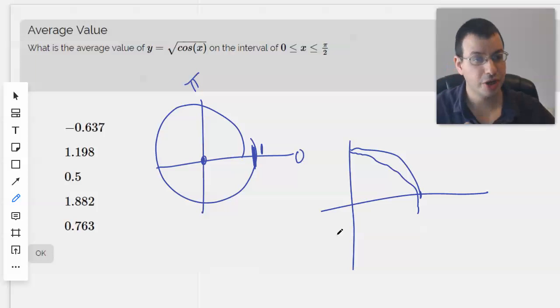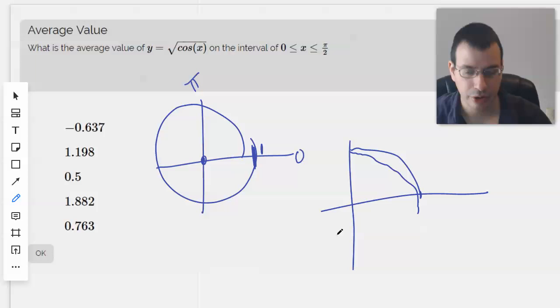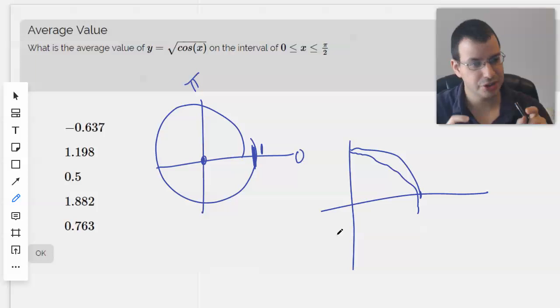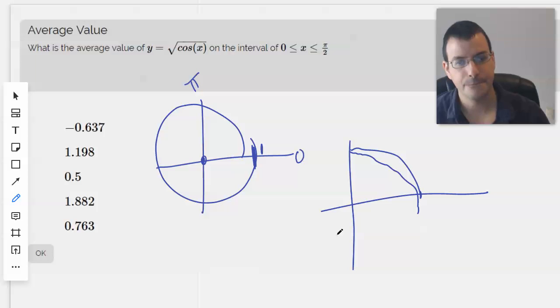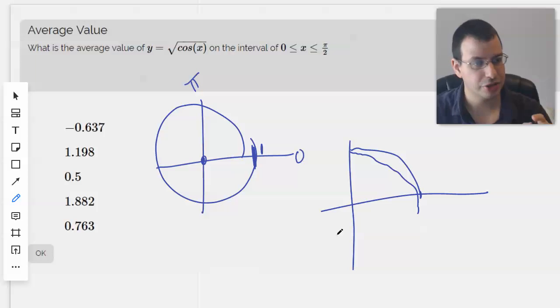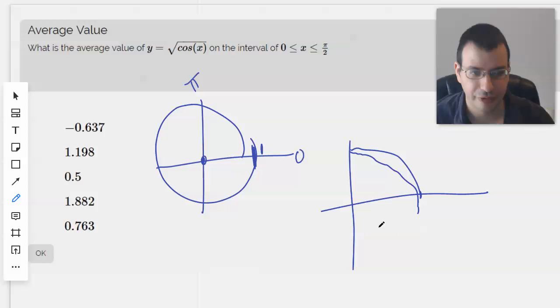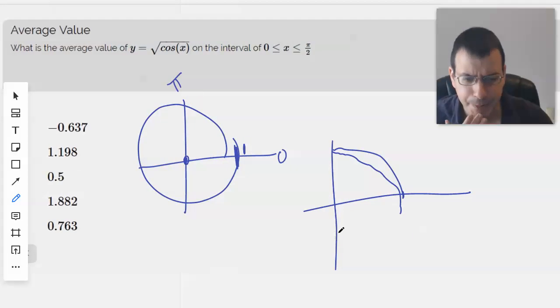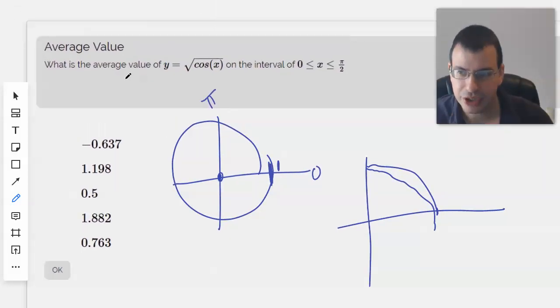My recommendation is try and not use your calculator whenever possible, because every time you use your calculator, it's going to take time just to enter numbers in. Plus, every time you enter numbers in, there's a chance that you're going to enter them in wrong. And if you can avoid that, you're generally better off. But it looks like it's going to be unavoidable here. Okay, so we're going to get a value. What is the average value?